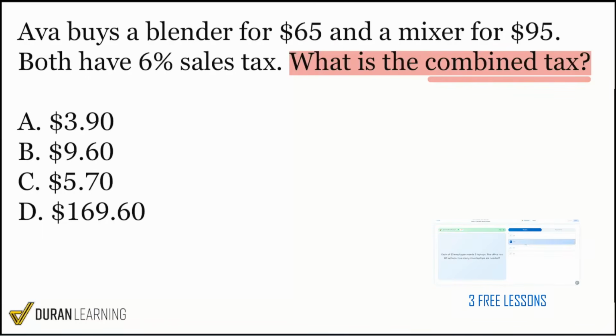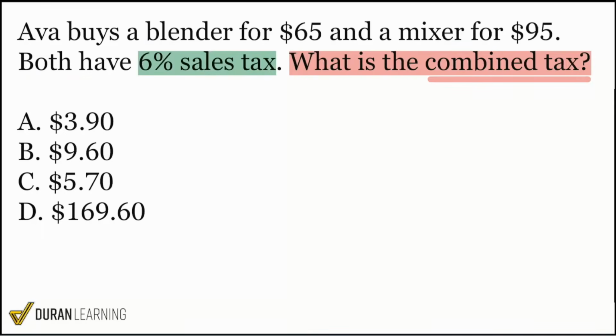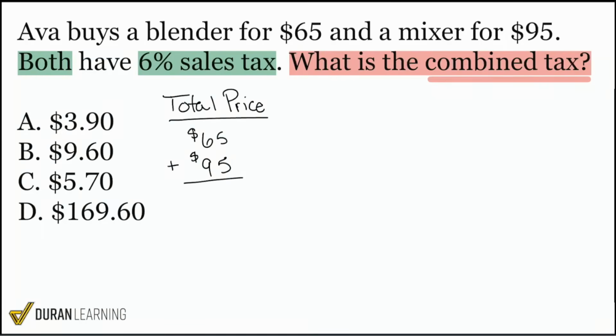Because both of the items have the same 6% sales tax, we can actually combine these prices first and then apply the 6%. Because we don't have to find this decimal, then that decimal, and then add them together. No, we can simply add the prices first. So watch this. The total price, we'll get the total price by adding the 65 for the blender and the 95 for the mixer. Bring those together. 5 plus 5 is 10, carry the 1, and that'll be 16. So we have $160 here in total before tax.